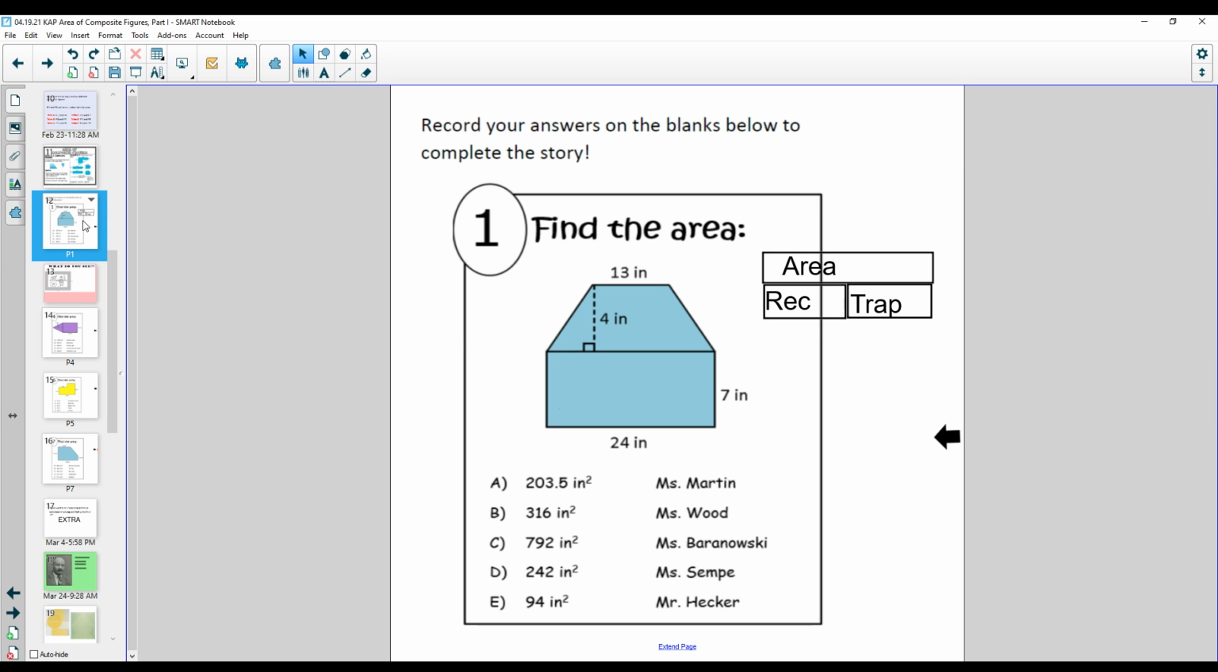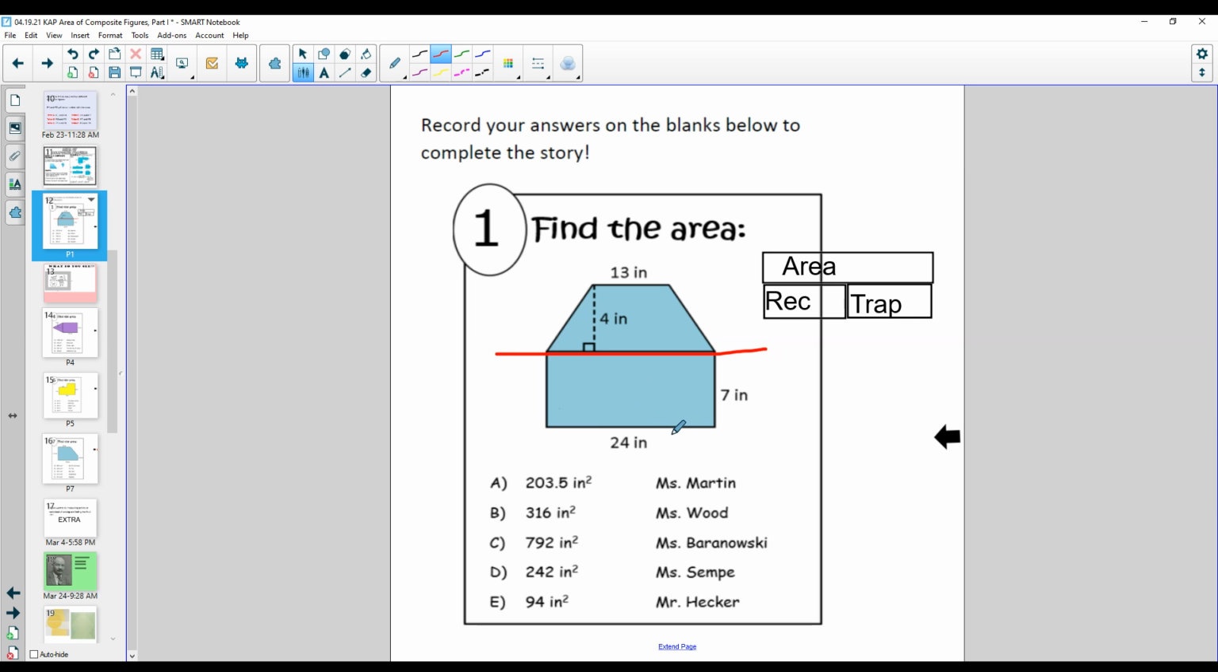In here, I can break this down into two recognizable shapes. I could break it down into a trapezoid and a rectangle. Some people actually break it down to a triangle, trapezoid, rectangle. But why do more work than necessary? So let's find the total combined area with the rectangle and trapezoid.